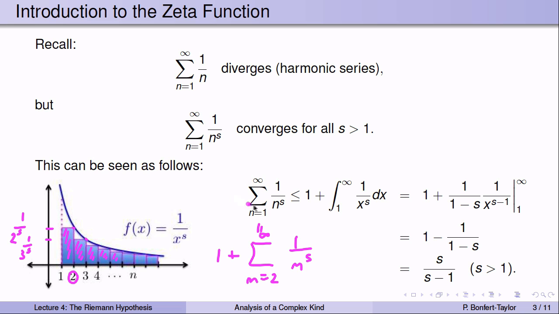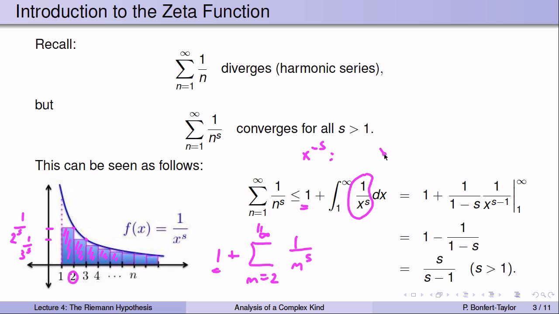So the whole sum from 1 to infinity is bounded above by this extra 1, plus the integral from 1 to infinity of 1 over x to the s dx. And this integral we can actually calculate by finding an antiderivative. 1 over x to the s is actually x to the minus s. And if we write the function like that, it's easier to find an antiderivative.